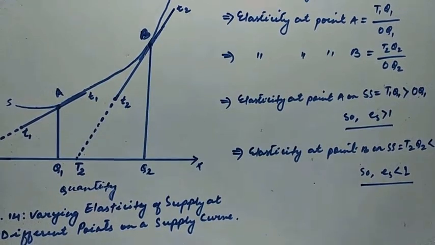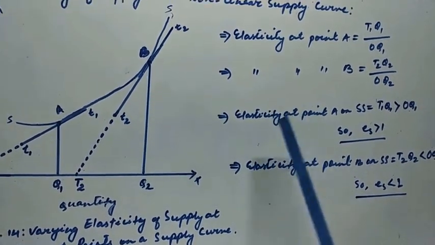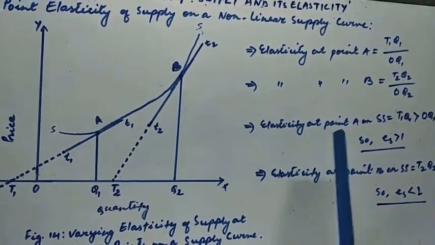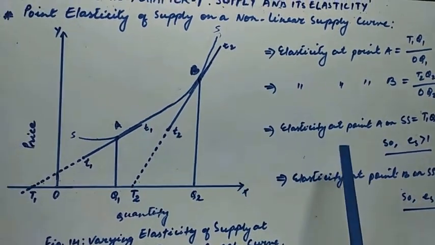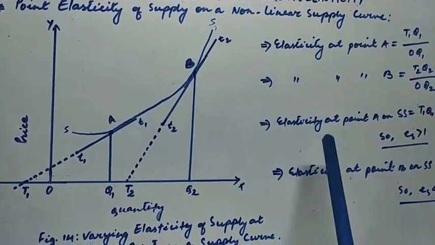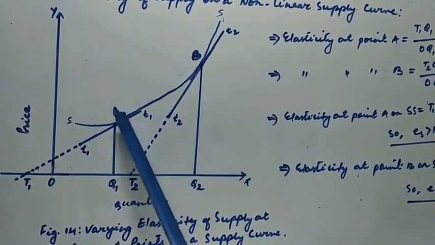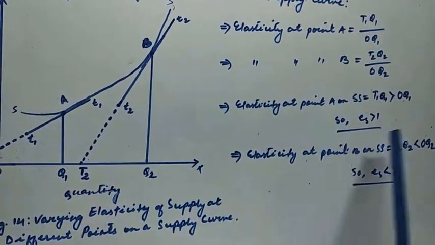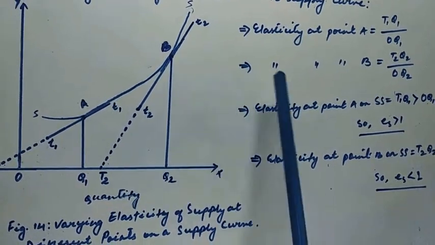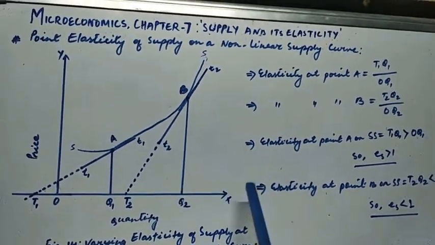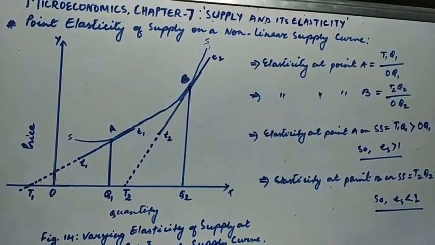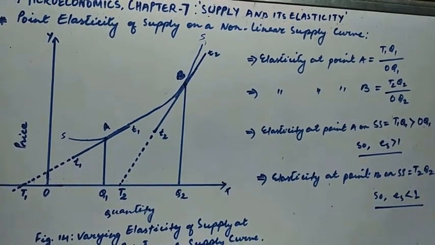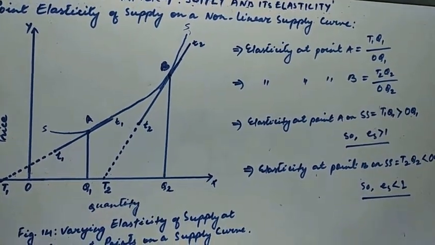So what we have seen is that the elasticity of supply at points A and B is different. At point A it is greater than 1, and at point B it is less than 1. So that is how we measure the elasticity of supply on a non-linear supply curve.